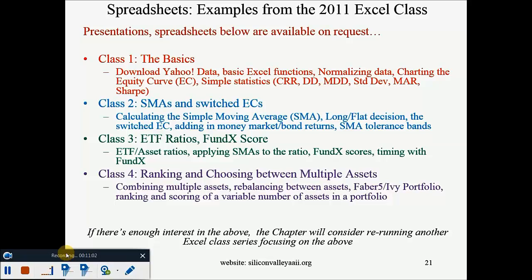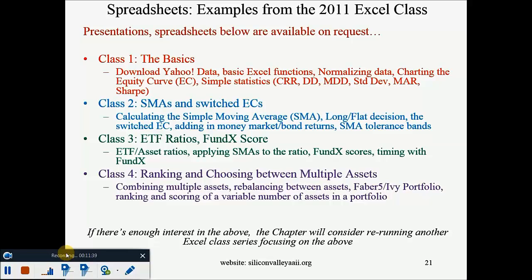Class 4 really gets into what I was talking about before, which is how do you combine multiple assets and rebalance between assets. We use the Faber 5 portfolio, and that's a portfolio that looks at 5 asset classes: U.S. stocks, foreign stocks, U.S. bonds, commodities, and U.S. real estate. There are variations on that where you can pump that up to 10 classes, but the base algorithm is, again, just 5.